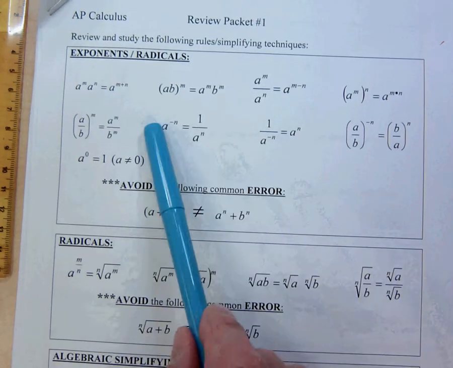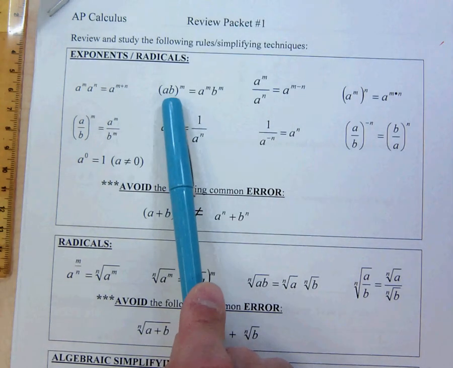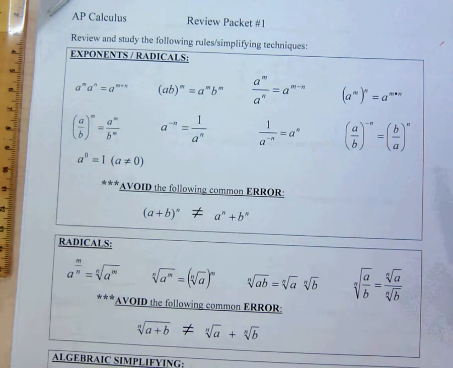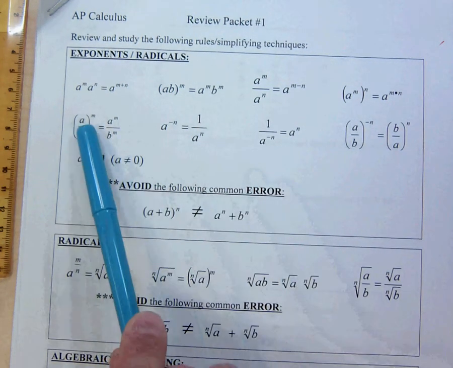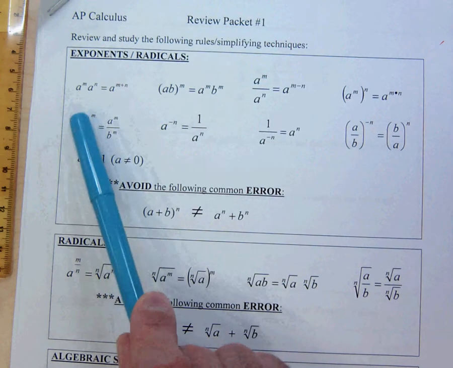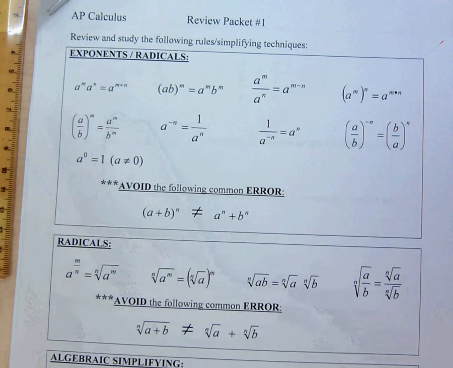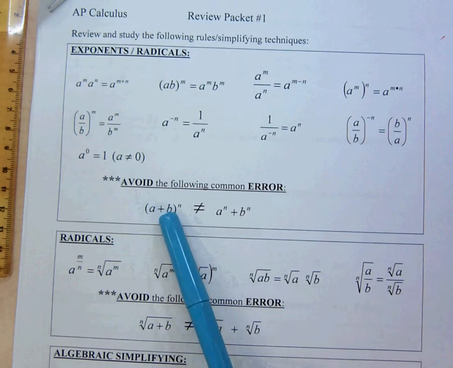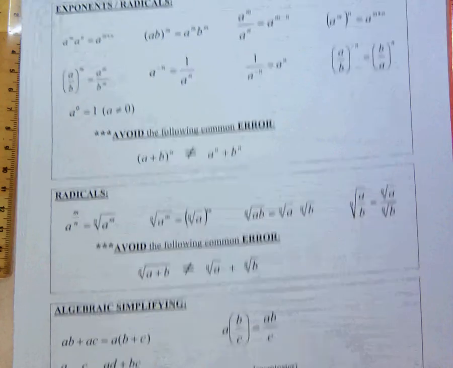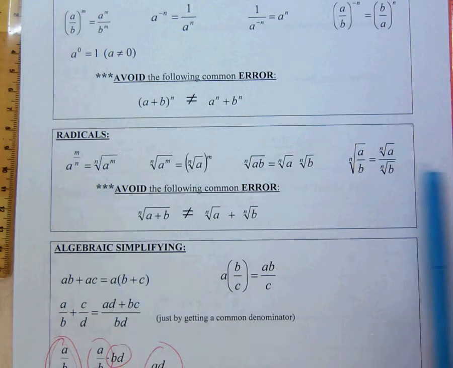And obviously when you have a product, it's as simple as raising the a and the b to the power. Same thing with a quotient, right? It's just a matter of raising the numerator and the denominator to that power. But for a sum or difference, it doesn't work that way, correct? Okay. You should be really good with radicals.